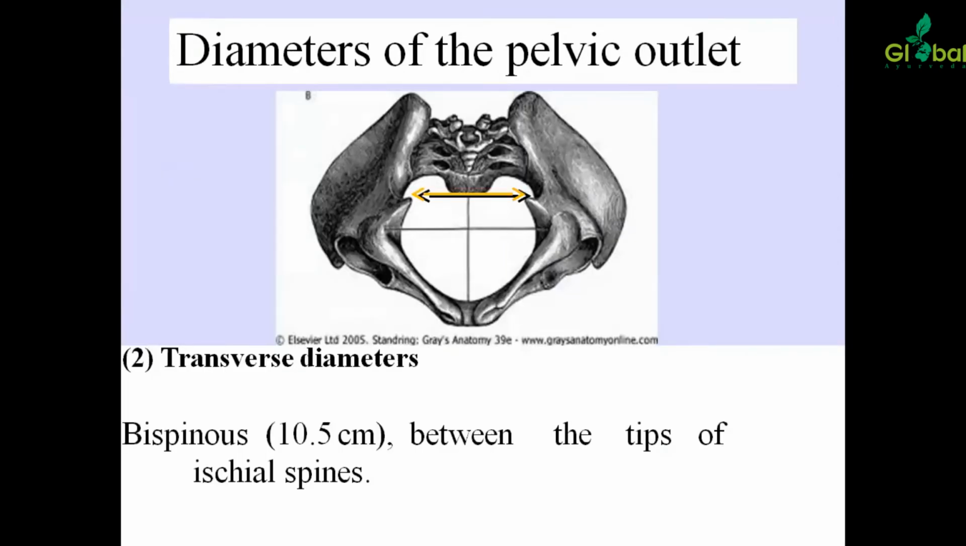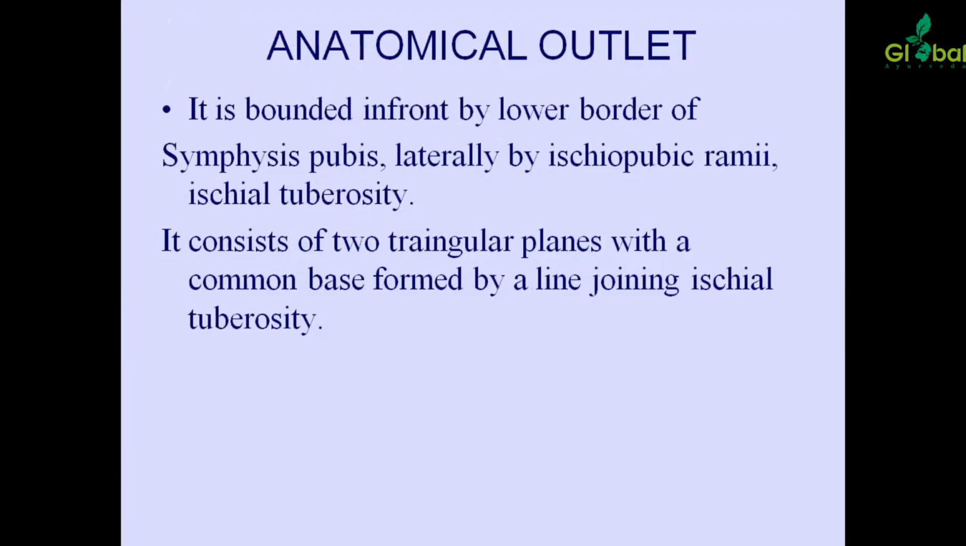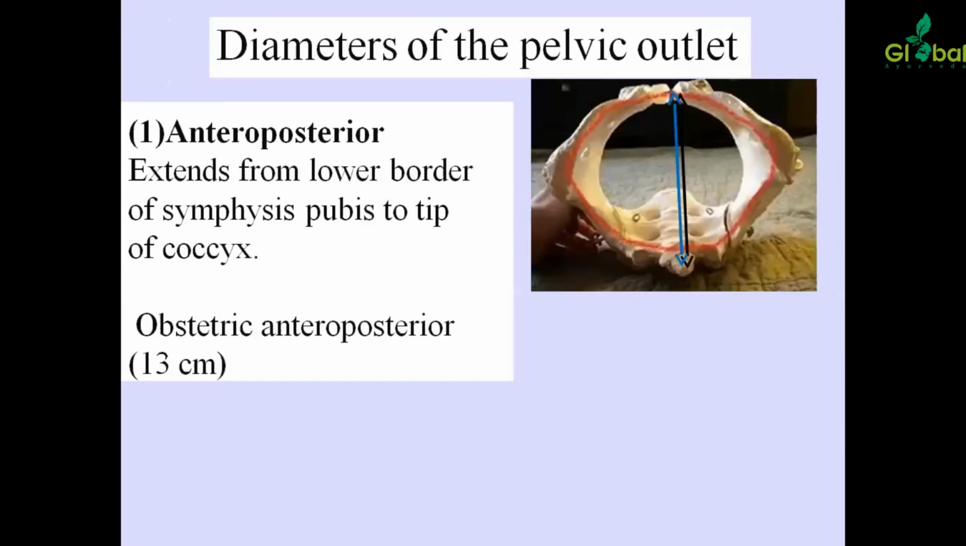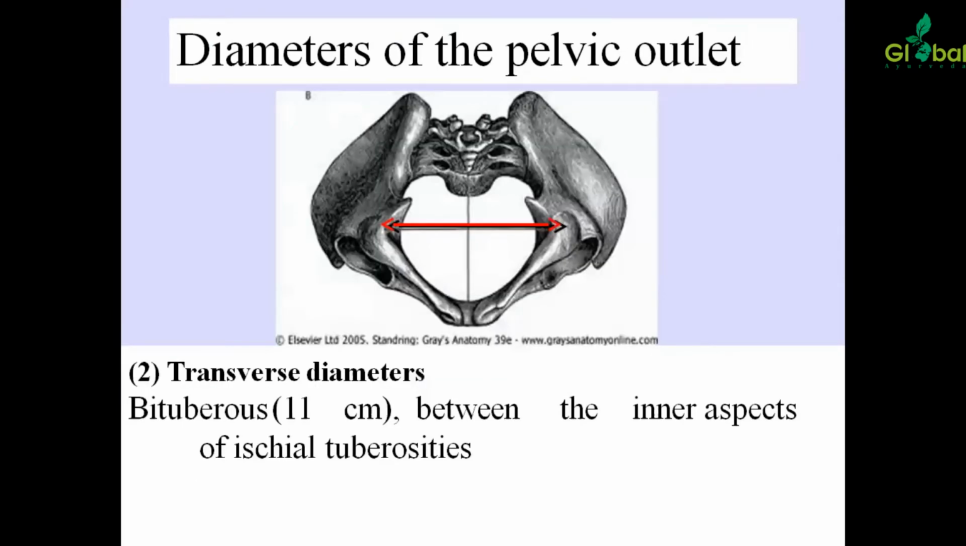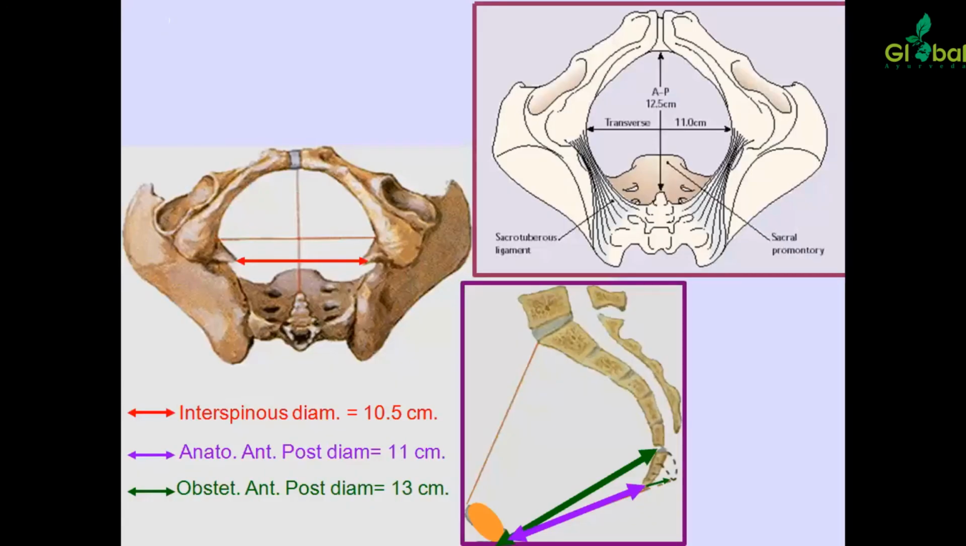The transverse diameter, or bispinous, is the distance between the tips of the ischial spines, and this is about 10.5 centimeter. Anatomical outlet is bounded anteriorly by the lower border of the symphysis pubis, laterally by the ischiopubic rami and ischial tuberosity. This consists of two triangular planes with a common base joining the ischial tuberosities. Diameters of the anatomical outlet: the anteroposterior extends from the lower border of the symphysis pubis to the tip of the coccyx, and it measures 13 centimeter. The transverse diameter, or bituberous, is the distance between the inner aspects of the ischial tuberosities, and this measures 11 centimeter.